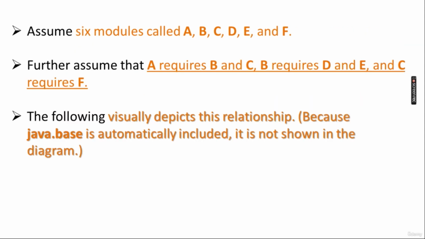between modules. Okay, so for example, there are 6 modules A, B, C, D, E, F. A requires B and C, B requires D and E, and C requires F. So this is just an example. The following diagram we are going to see now will depict this relationship, so that you will understand which module is dependent on which module.